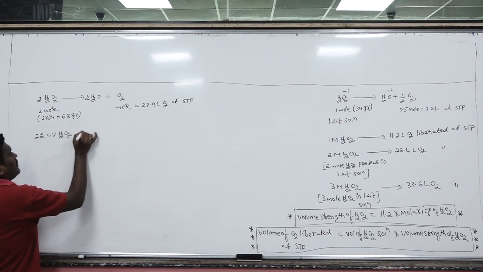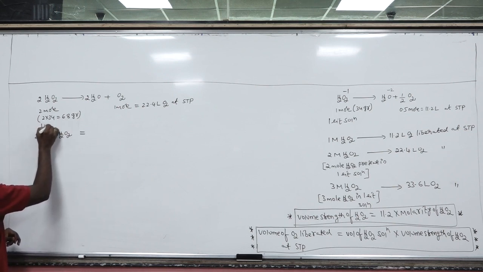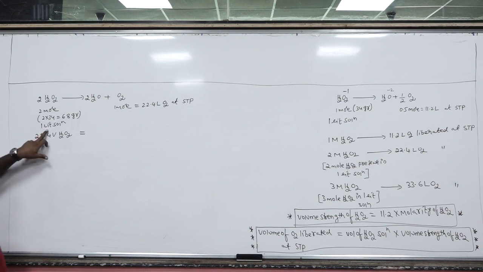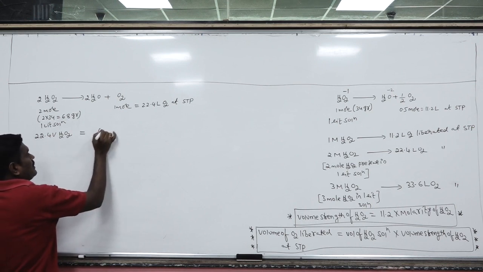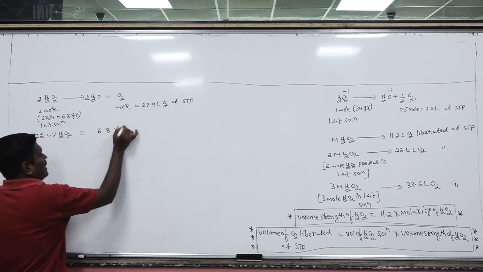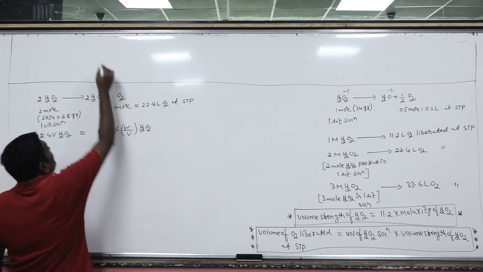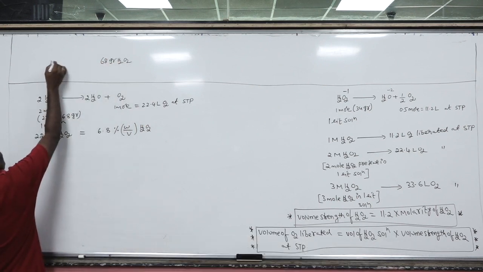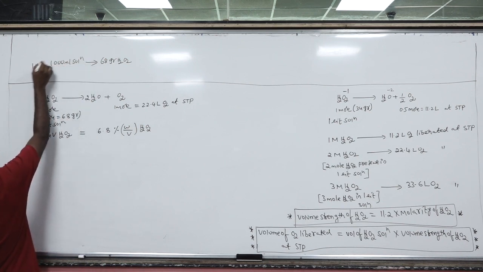will be corresponding to. Now, how many grams of H2O2? 68 grams. 68 grams present in how many liters of solution? 1 liter solution. So in 1000 ml, 68 grams. In 100 ml, 6.8 grams. 6.8% of W by V hydrogen peroxide. Are you getting my point? 68 grams H2O2 present in 1000 ml solution. That is called 1 liter solution.